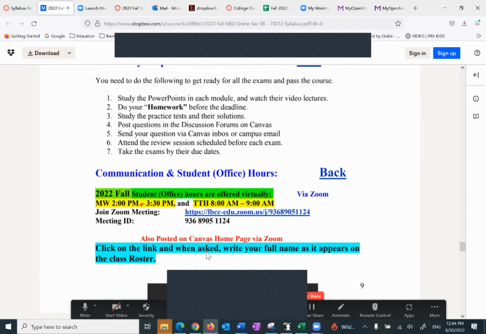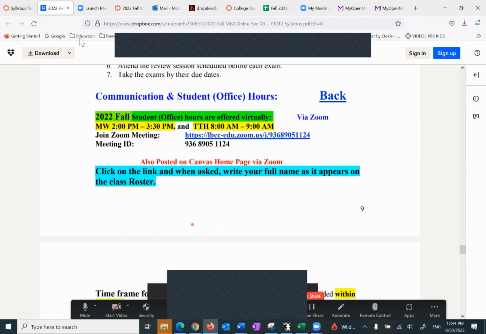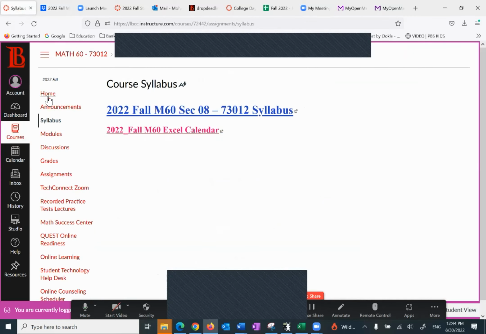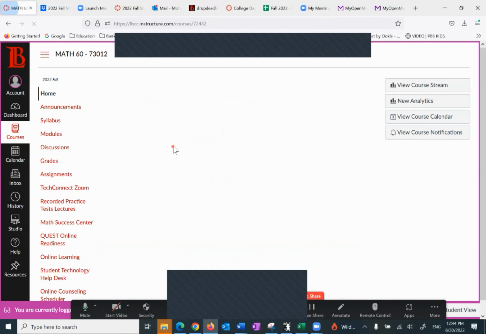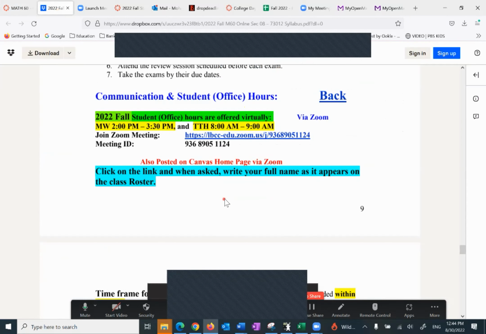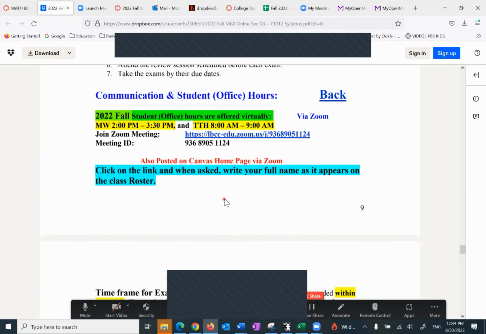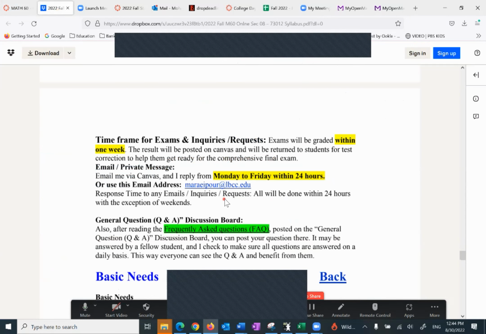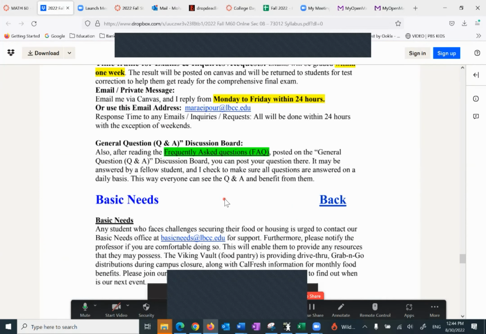Here are the office hours. I want to again show you that you can find this at the bottom of the home page, as well as your syllabus. It was important that you don't miss that. That's why I put it in both places. A time frame for exam and inquiries: normally, I answer my emails within 24 hours, as some of you have already seen.